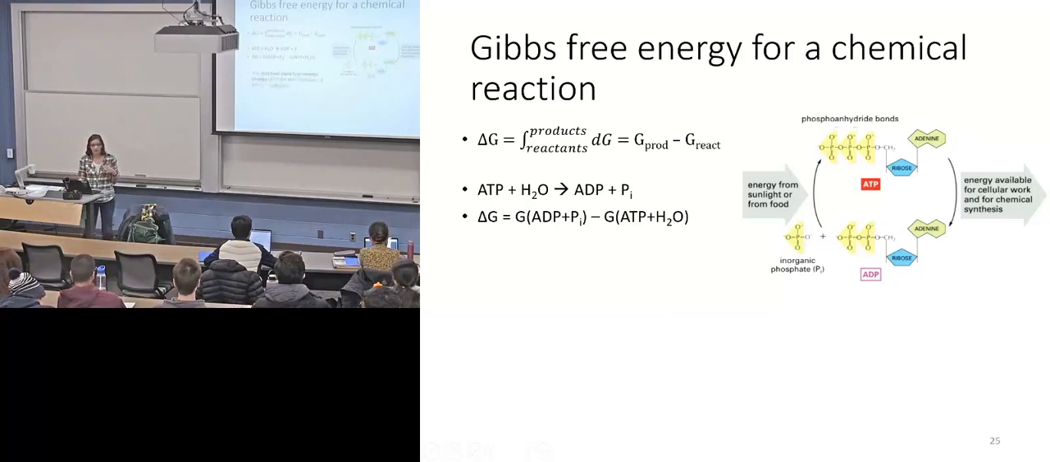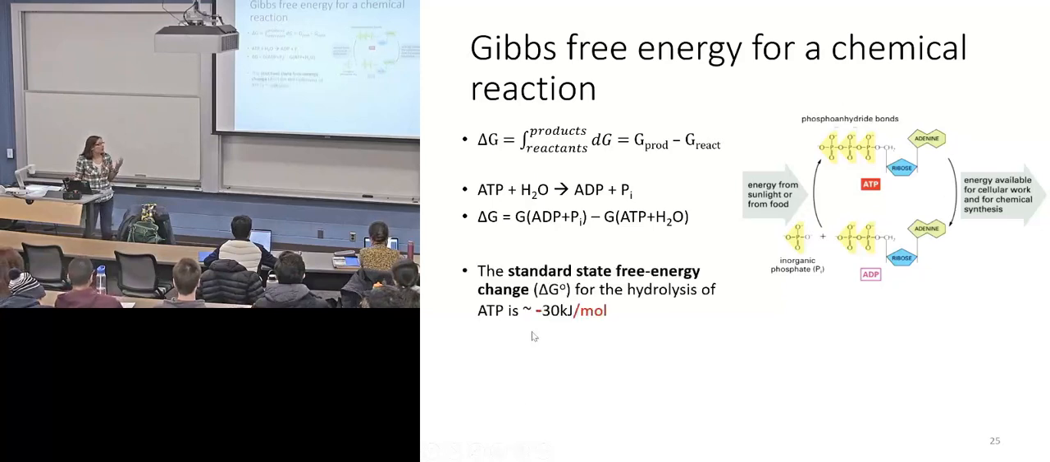But delta G will be roughly negative 30 kilojoules for every mole I break down of ATP. Okay. This is the standard state free energy change for the hydrolysis of ATP. Okay, standard state's going to be denoted with this naught, okay, this superscripted naught here. Okay, it's negative because this reaction releases energy.